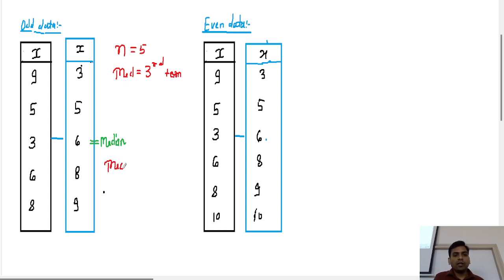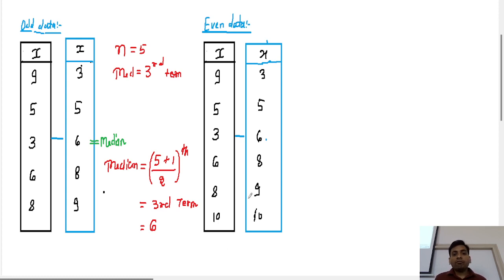So the formula of median: this is 5, and if we add 1 to it and divide by 2, we get the third term. The third term's value is 6. This is your answer.